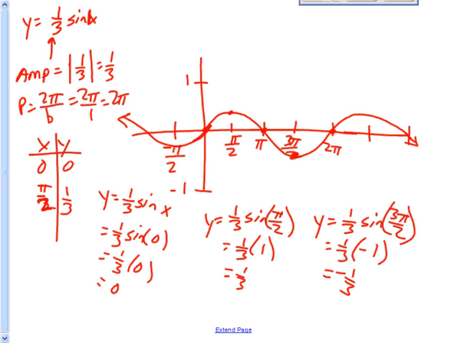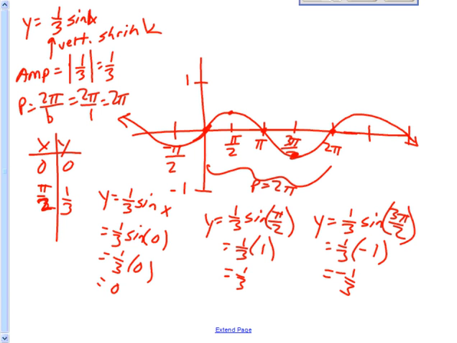And you can again see that my period is 2 pi, right? My amplitude is 1/3. You see how it only goes up 1/3 of the way from the x-axis. The distance between the high and low is 2/3, so half that distance is 1/3. So that's what that 1/3 in front does. That is a vertical shrink.